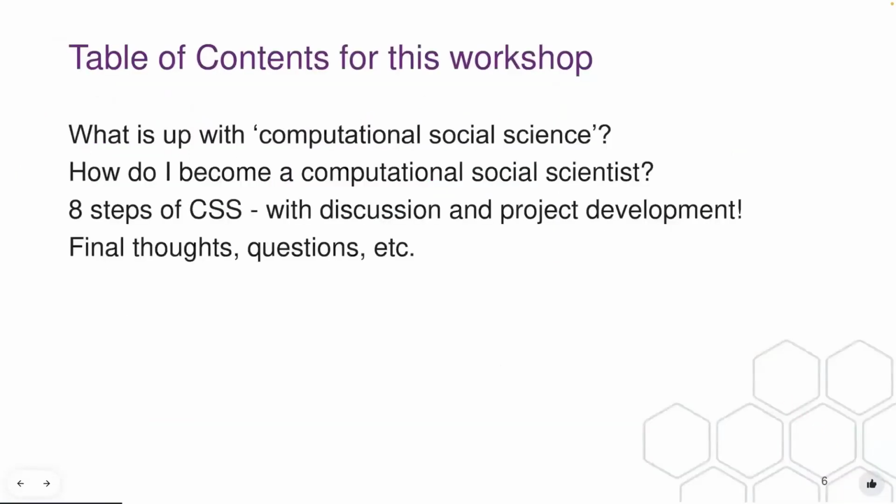So, throughout this workshop, we're going to be covering three main sections. The first one is what's up with computational social science? So, what does this even mean? Then we're going to discuss a bit about how you actually become a computational social scientist. And finally, we'll cover the 8 steps of CSS, which is where we'll have the most interactive part of the workshop and where you can get stuck in sketching out your own computational social science projects. And of course, at the end, there'll be time for final thoughts and any questions that you might have.